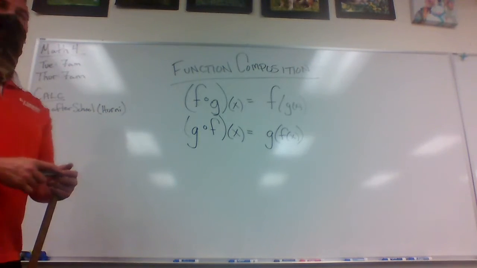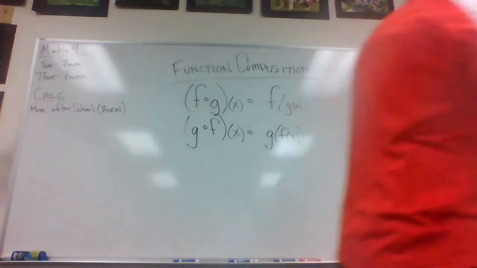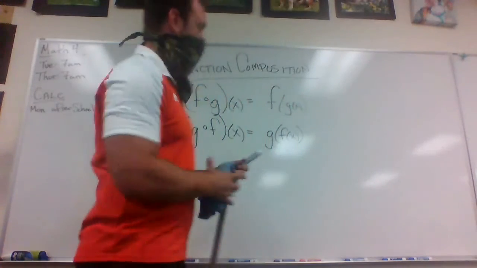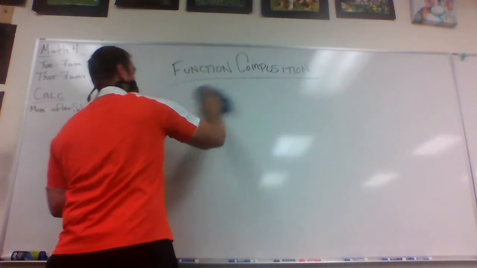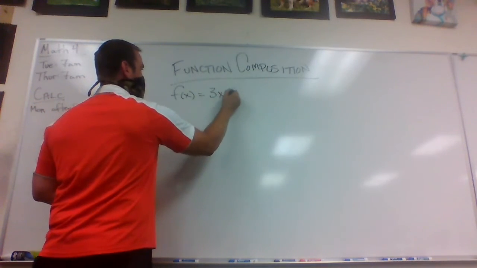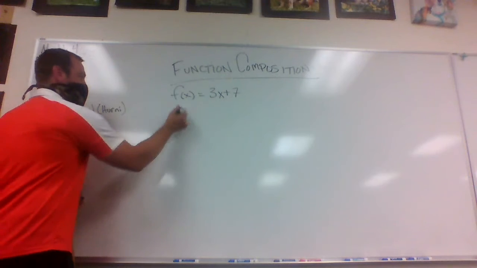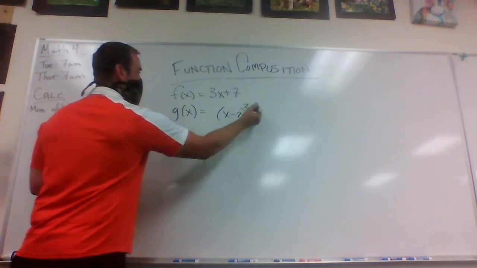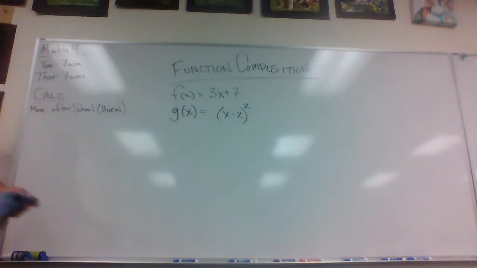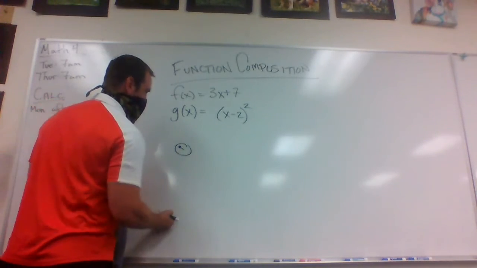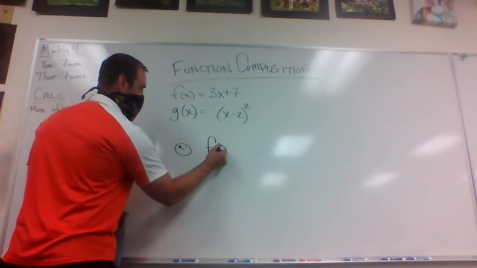Alright, do you guys want to try some now? It's fun stuff. f of x equals 3x plus 7, and g of x is really going to be x minus 2 squared. Does that look like fun? For part A, I would like you to find f o g.